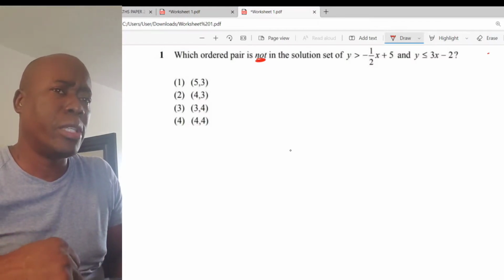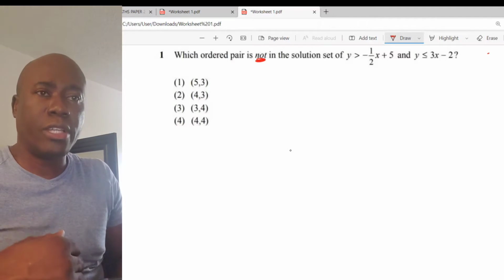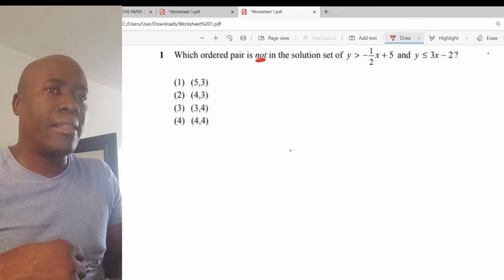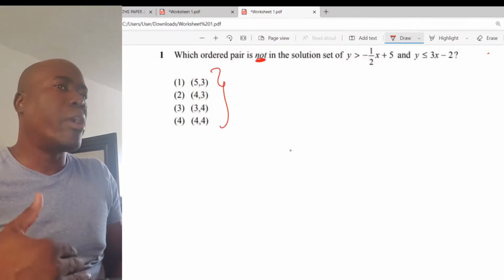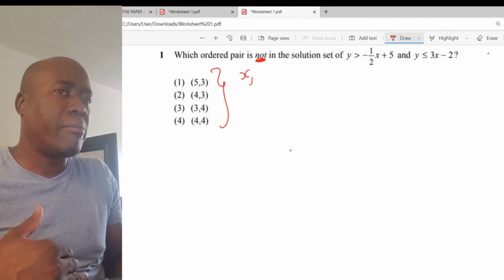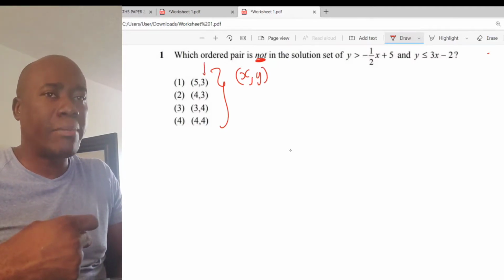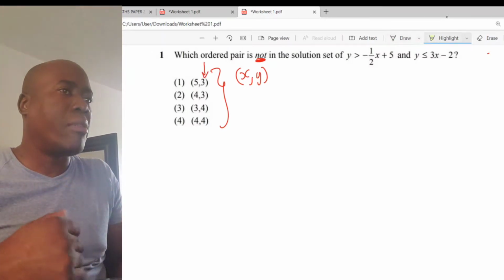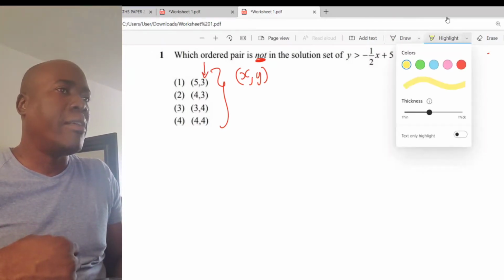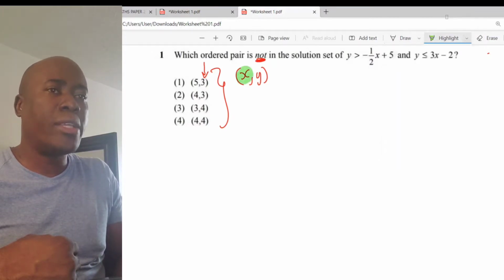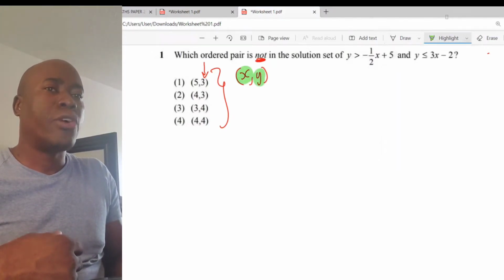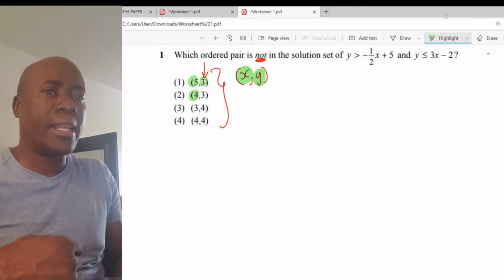There are a number of ways we could approach this, but I'm going to use the substitution method. Please bear in mind that these are all coordinates. We're going to test the x coordinates in the inequality, see the y value that we get, and match it back with the y's here. Remember that for every coordinate, the first number is always the x, followed by the y.